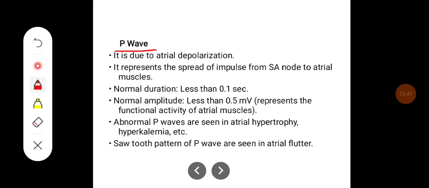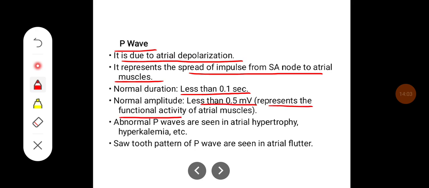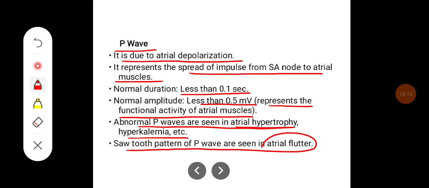P wave is due to the atrial depolarization. It represents spread of impulse from SA node to atrial muscles. The duration is less than 0.1 second and amplitude is less than 0.5 seconds. It represents the functional activity of atrial muscles. Abnormal P waves are seen in atrial hypertrophy, hyperkalemia. Sawtooth pattern of P waves are seen in atrial flutter.